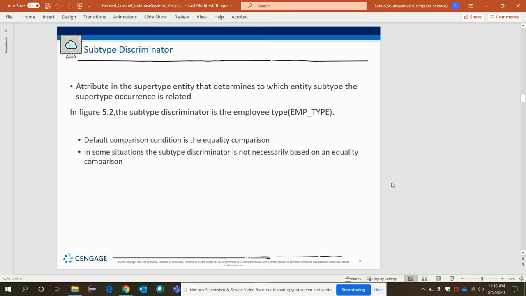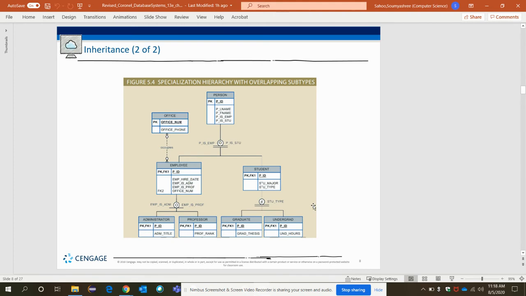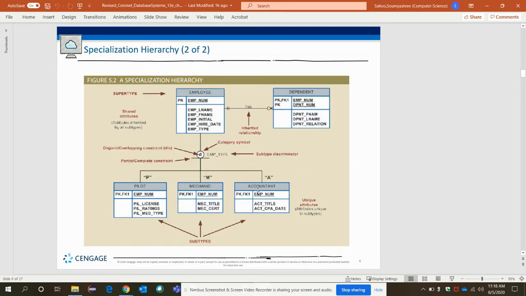Next comes the subtype discriminator. Let me show you that. Where is that? Yes, here. So a subtype discriminator is the attribute in the supertype entity that is used to determine to which entity subtype the supertype occurrence is related.